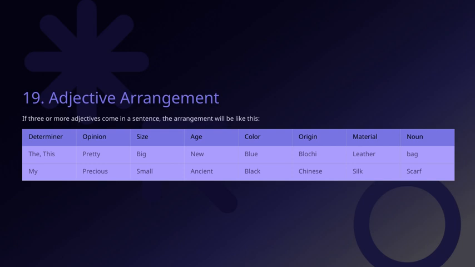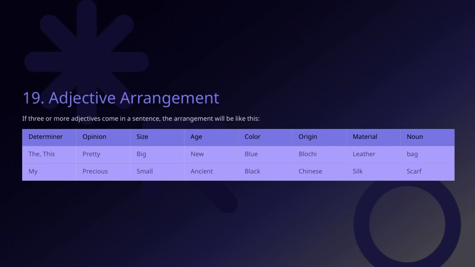It generally starts with determiners or opinion words, then moves to size, age, color, origin, material, and finally the noun itself. For example, in the phrase, the pretty big new blue bag, notice how the adjectives are ordered. First the determiner, the, then the opinion pretty, followed by size big, then age new, and color blue. This sequence helps your descriptions sound natural and clear.